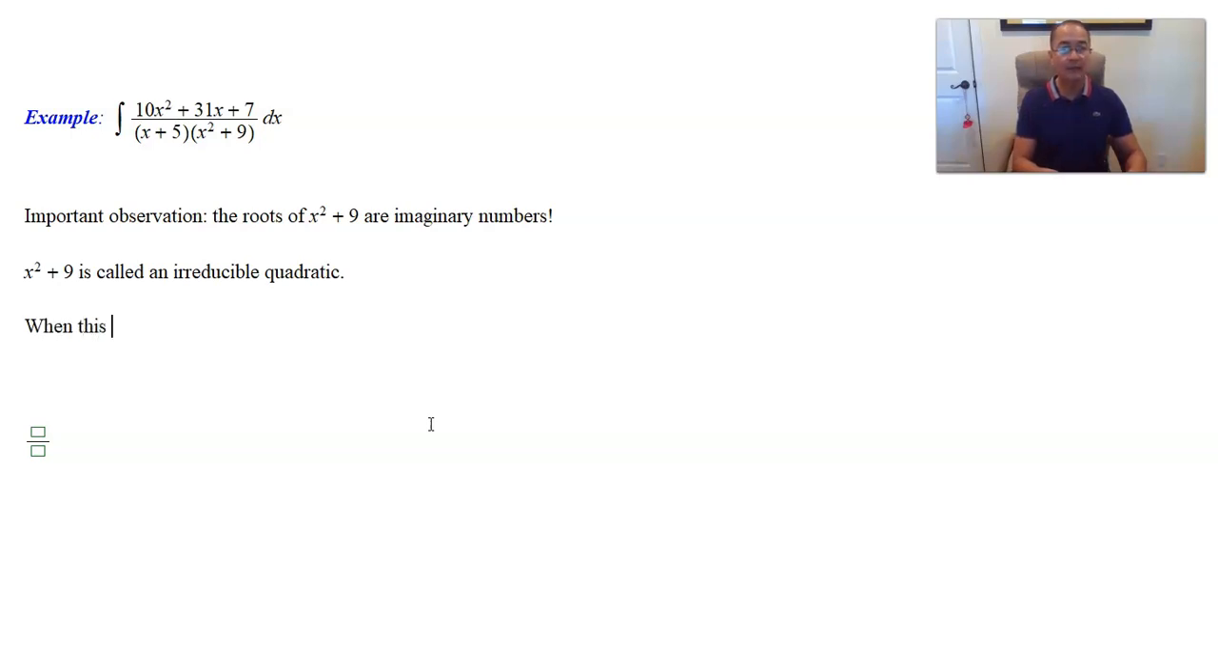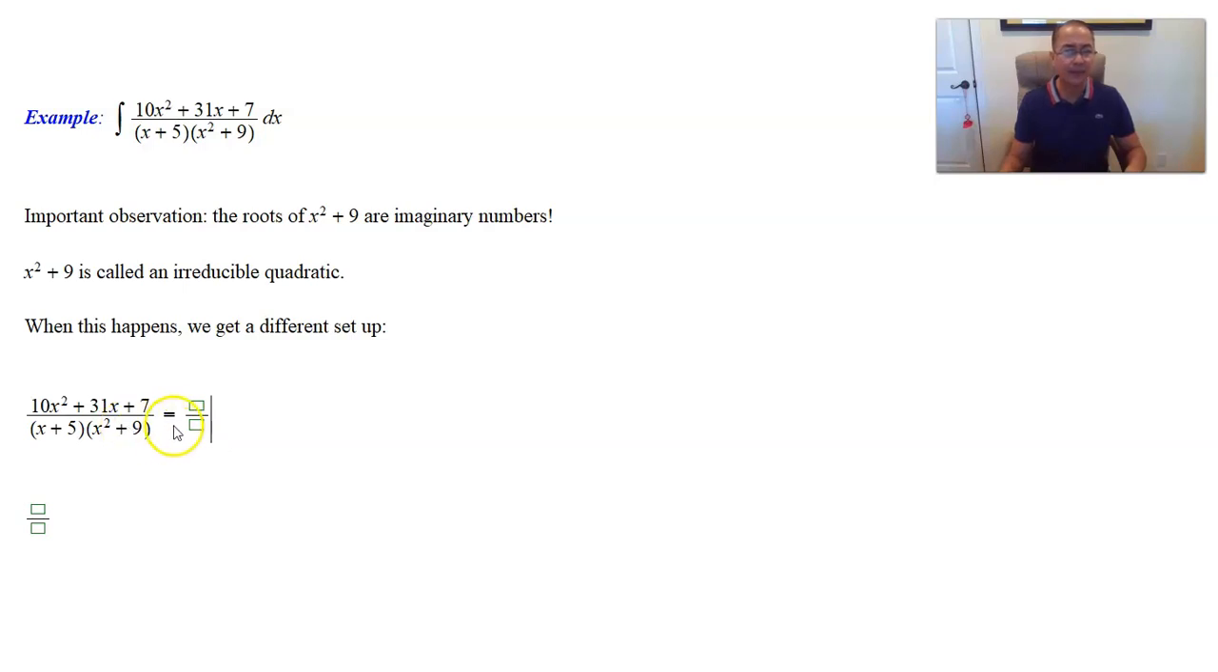Okay, so when this happens, we get a different setup. Okay, so what is that setup? Well, we still have the x plus 5 in the denominator. Okay, yeah, and by the way, if you're thinking, maybe let's try a trig sub, no, not going to work. Okay, so we still have x plus 5 here. But the good news is the x squared plus 9 is only going to give us one term. x squared plus 9 in the denominator.